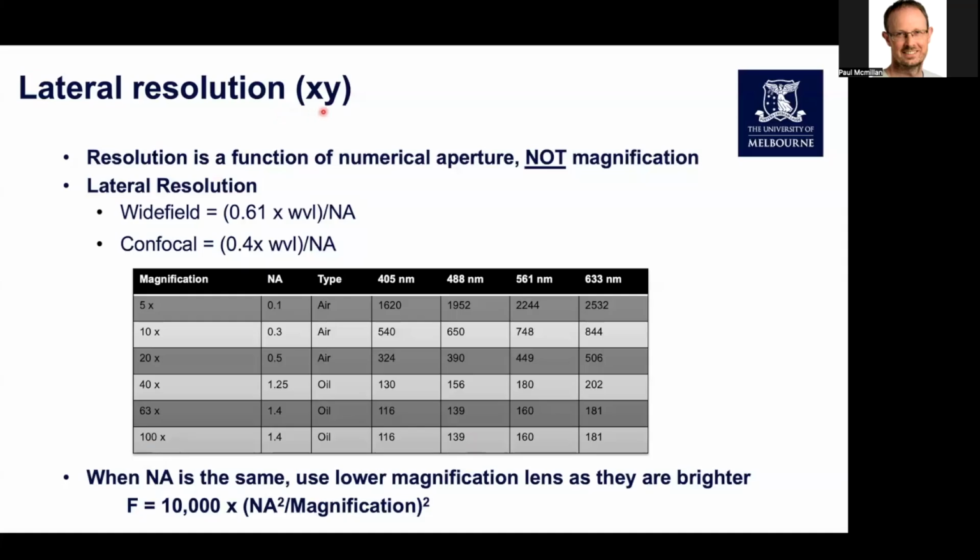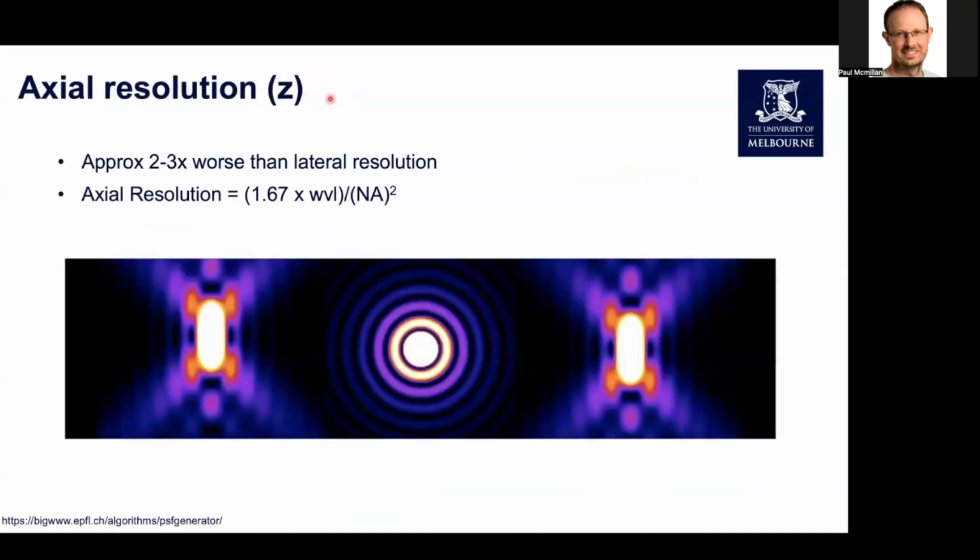So this is lateral resolution in the XY direction. If we look at axial resolution, in the Z direction, often this is 2 to 3 times worse than the lateral resolution. And again, here's the equation. We've got wavelength and we've got NA there. There's no magnification involved.